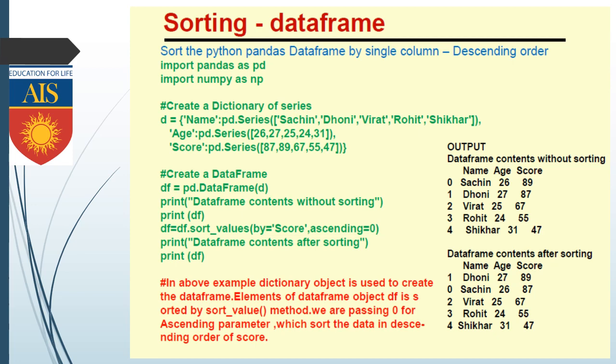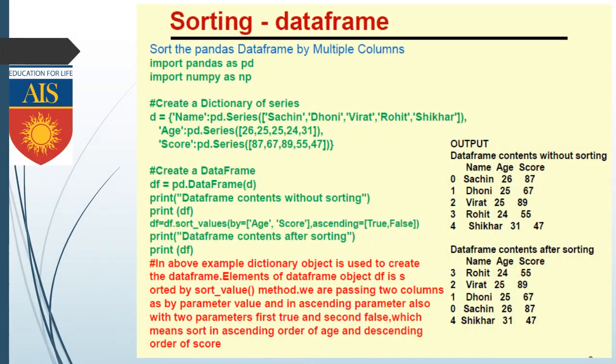In the above example, a dictionary object is used to create the data frame. Elements of the data frame object df are sorted by the sort_values method. We are passing 0 for the ascending parameter, which sorts the data in descending order of score. On the right-hand side we can check the output, the first one before sort and the second one after sort.